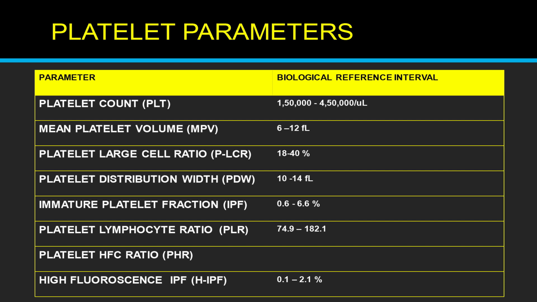Then we have some interesting markers, some of which ma'am has already covered in her presentation, like PLR and its utility. And then we have something called platelet HFC ratio, which is similar to PLR, but also these markers have additional prognostic significance in dengue, as we'll discuss later. And last but not the least, we have the high fluorescence IPF. Within the IPF we now have a high fluorescence region which is called high fluorescence IPF, and I will discuss this a little later because there is related stuff that I need to talk about.